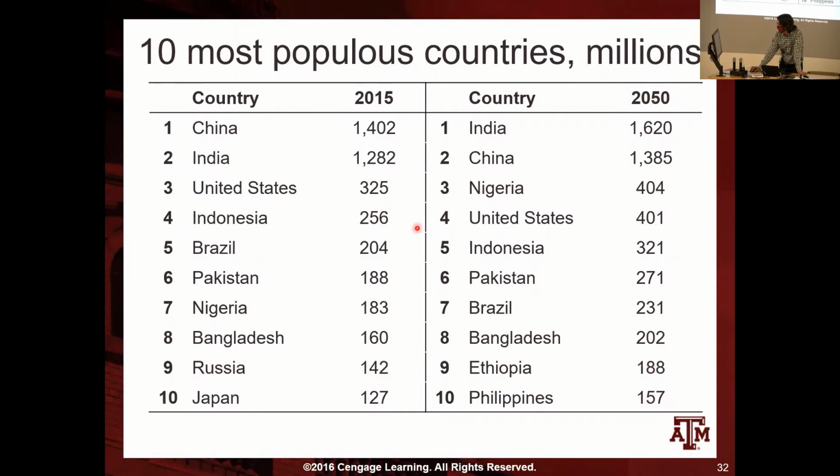And you see, in Nigeria, for example, jumping from 7th place with 183 million people to more than 400 million people. So that's a huge increase. And that's exactly linked to the map that I showed before about the increase in population size in African countries.